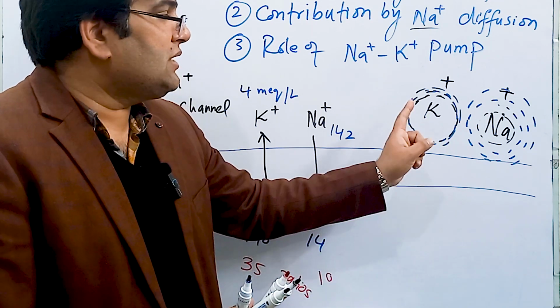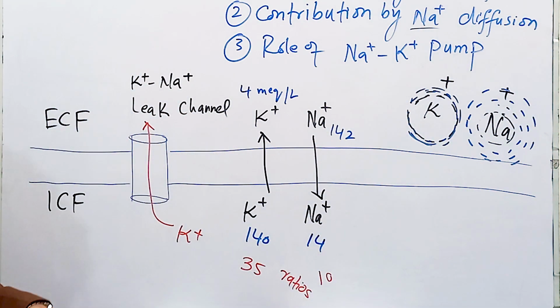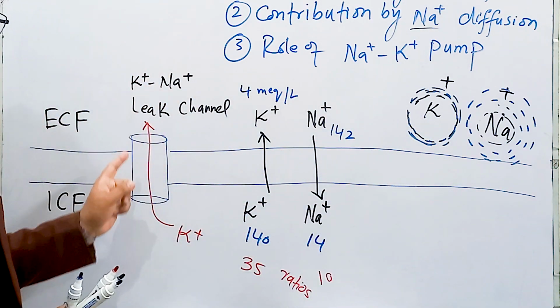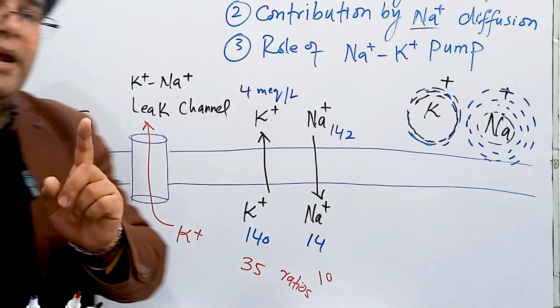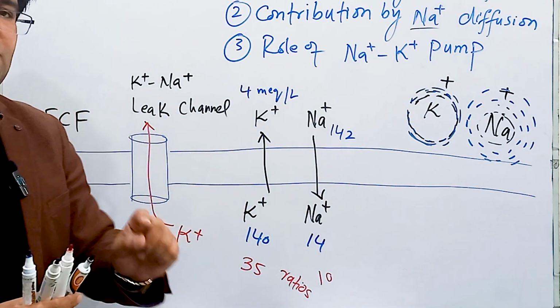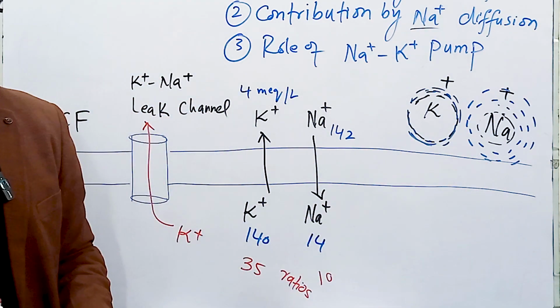The hydrated size of potassium is smaller as compared to the hydrated size of sodium, and this is why it's much easier for potassium to leak or to diffuse through this sodium potassium leak channel, and this is the reason why potassium contributes much more in the generation of resting potential as compared to the diffusion of sodium.